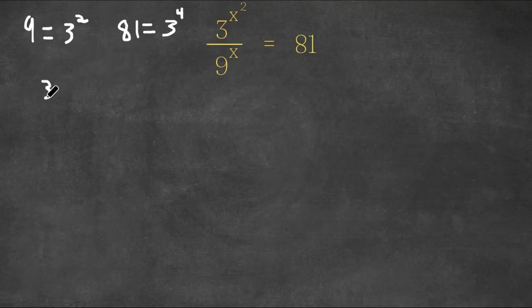So we have 3 to the power of x squared over, remember, we're replacing 9 with 3 squared, to the power of x. And this is equal to, we're replacing 81 with 3 to the power of 4.